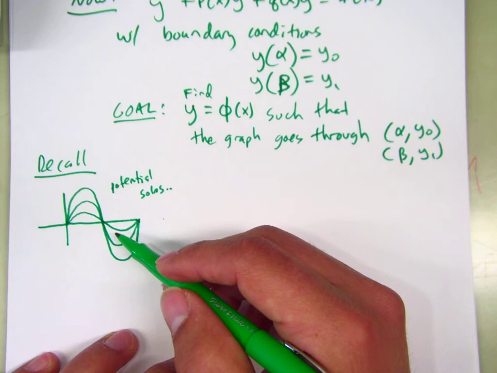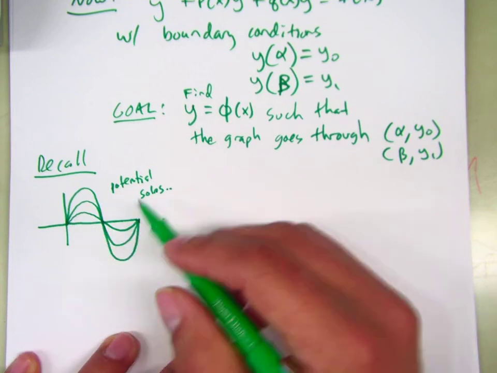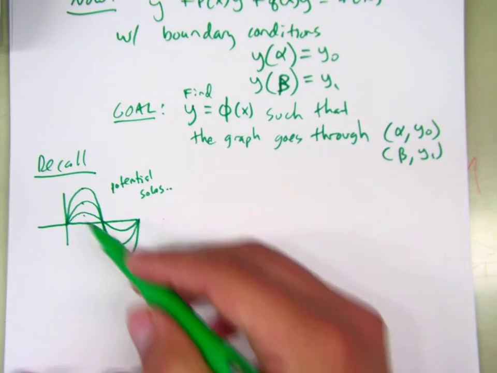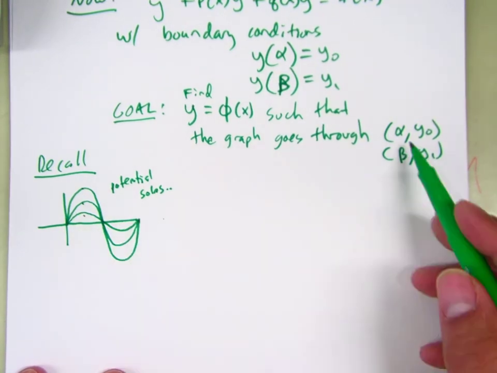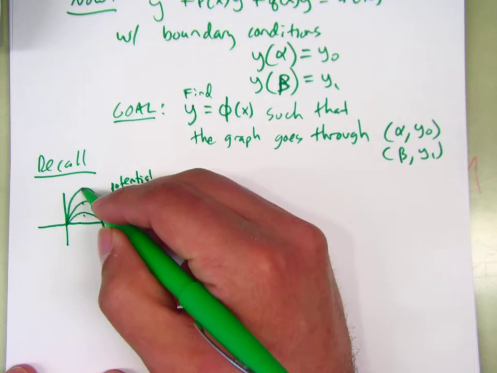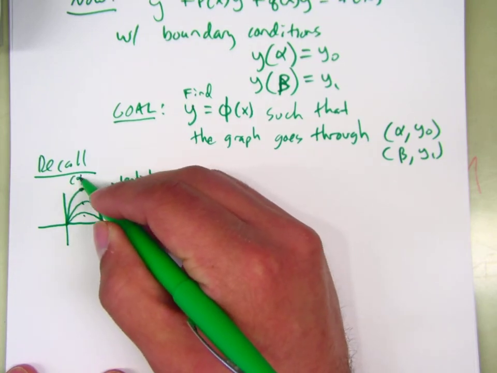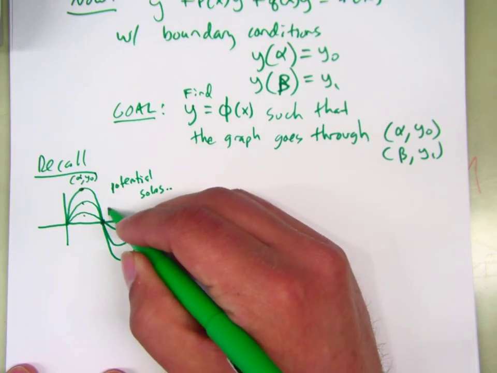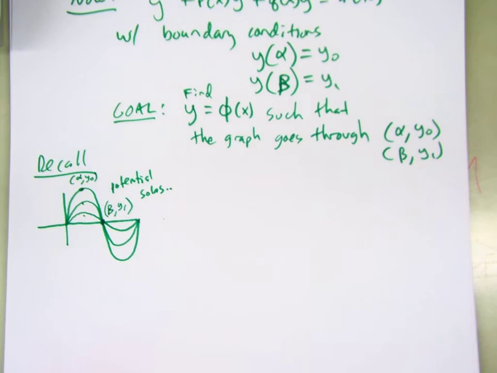Okay. And depending on what conditions you're given, one of these three, or one of the many that we have, will be the one that goes through the boundary conditions. So for example, if I say this is alpha y naught right here, and let's say right here we have beta y1, then we know that this larger one with the bigger amplitude is the one that solves that system, or that differential equation. Okay, so it's similar to what we've been doing.